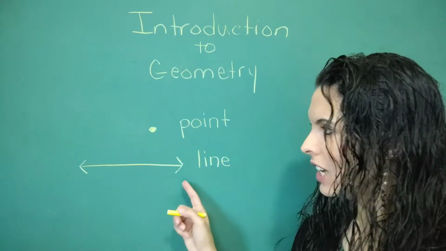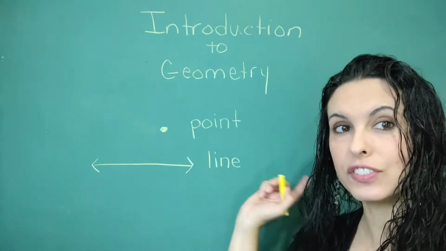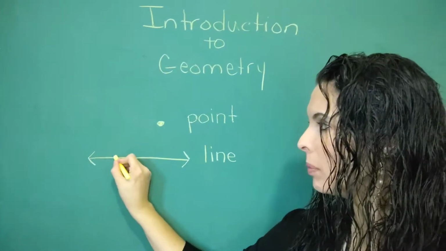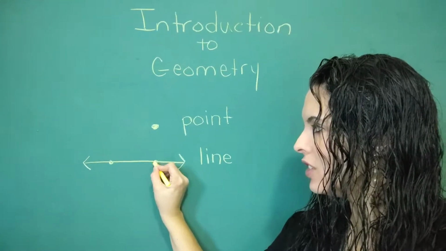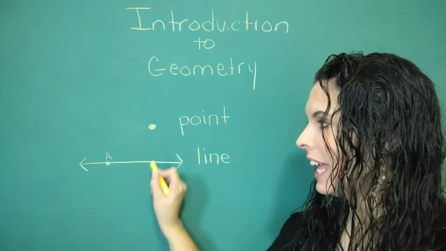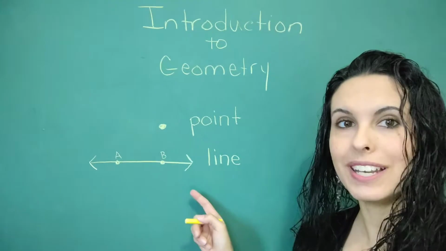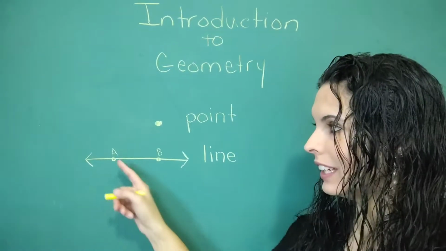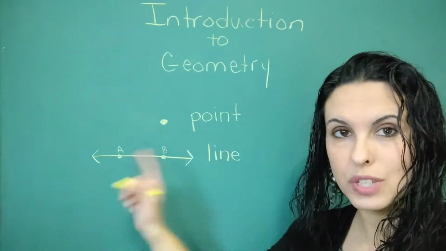This is a line. So a line will continue on in both directions forever and ever. There could be points on the line. Remember, a point is an exact location. Your points could be labeled. This could be point A, and this could be point B. So together they would name this line. This would be line AB. They would continue to go on forever. That's what those arrows mean.